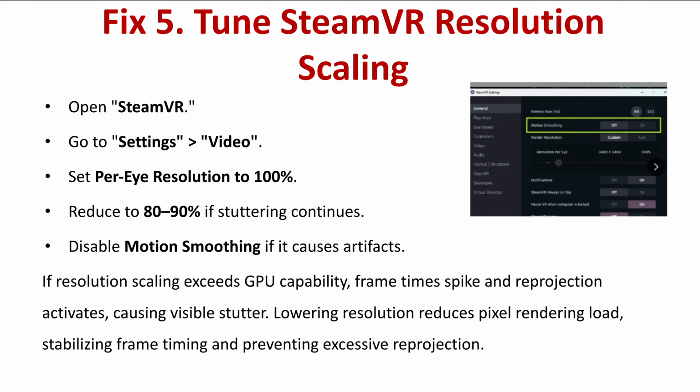So the fifth fix is to tune SteamVR resolution scaling. Open SteamVR, go to settings, then video, set per eye resolution to 100%, then reduce to 80 to 90% if stuttering continues, then disable motion smoothing if it causes artifacts. If resolution scaling exceeds GPU capability, frame time spikes and reprojection activates, causing visible stutter. Lowering resolution reduces pixel rendering load, stabilizing frame timing and preventing excessive reprojection.